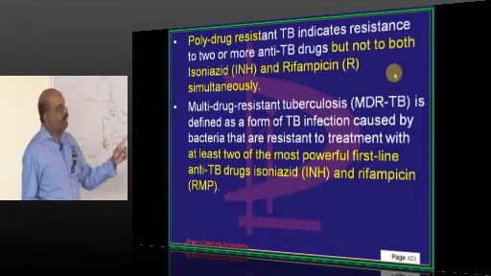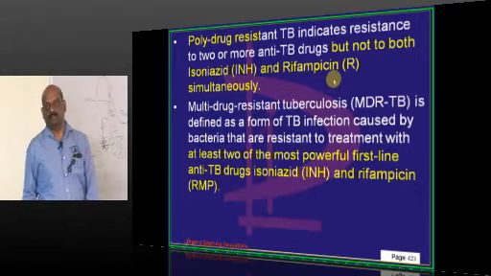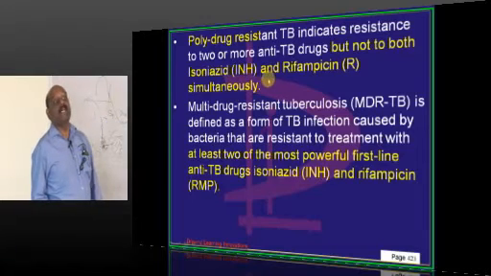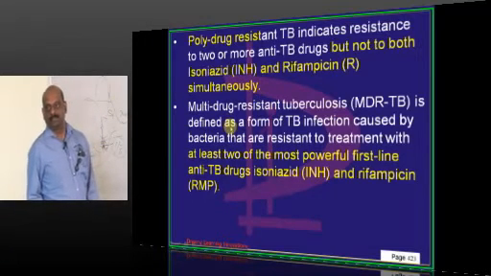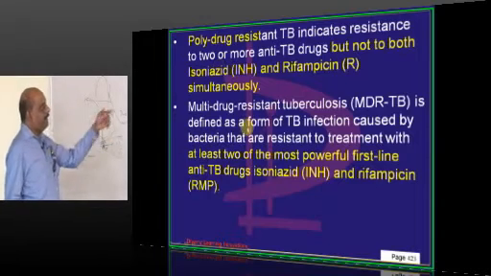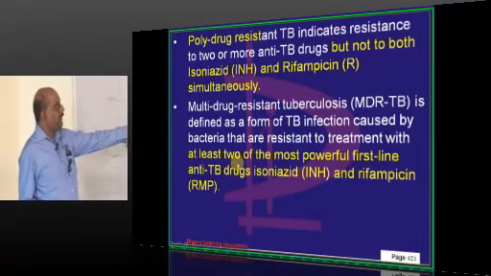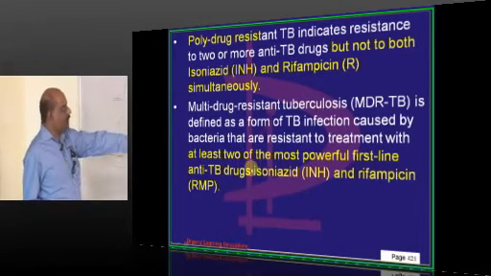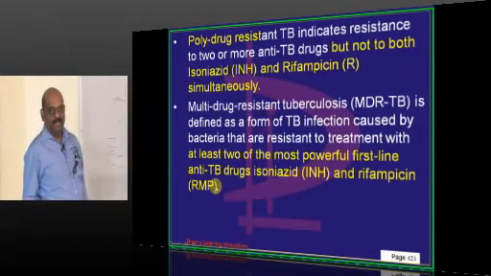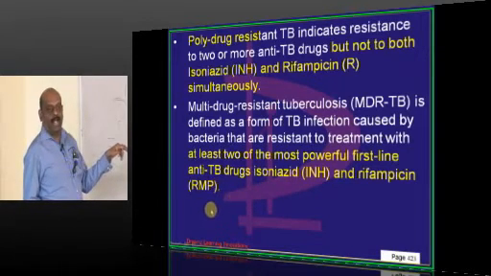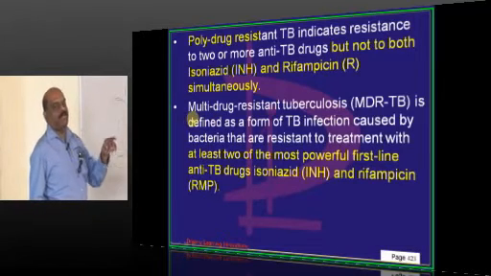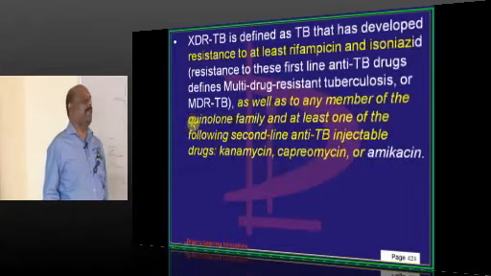Resistance to two or more anti-TB drugs, but not to both isoniazid and rifampicin simultaneously, is called polydrug. Multidrug resistance is what? At least two of the most powerful anti-TB drugs, that is isoniazid and rifampicin. At least these two, then it is multi. Other than these two, at least two, then it is poly.